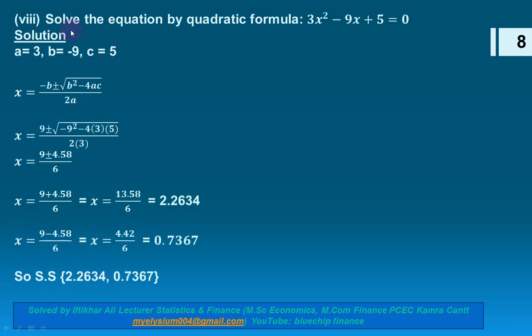In question number 8, solve the equation by quadratic formula 3x square minus 9x plus 5. Here a equals 3, b equals minus 9, and c equals 5. So simply put these values into the quadratic equation formula, and the answer will be 2.2634 and 0.7367.